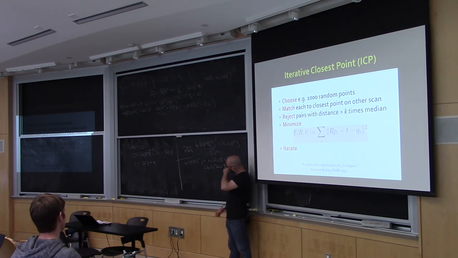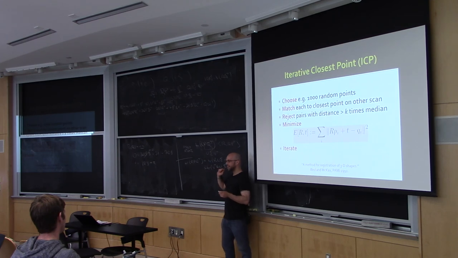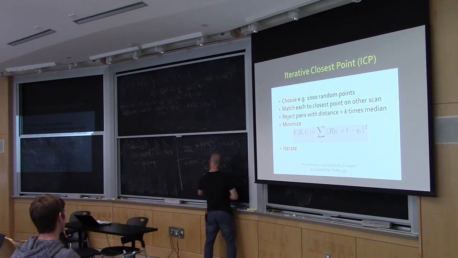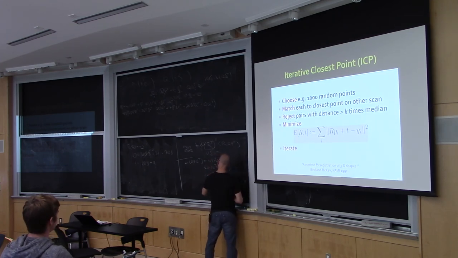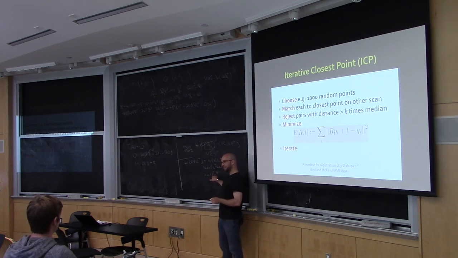What is this product if all three of these guys are in SO3, or in O3, whatever? This thing itself is a rotation matrix, right? This is the product of three of them. So let's give that a new name. Let's call that R bar sigma. Obviously, if I can optimize for a rotation matrix R bar in this problem, then I can solve for R pretty easily. This is a bijection here.